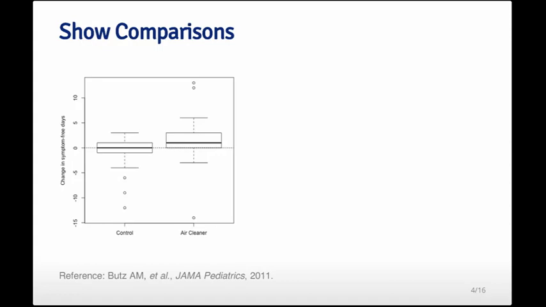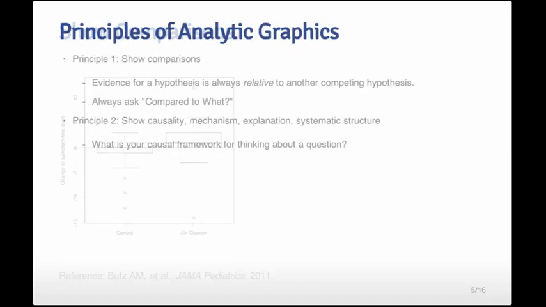So it's always important to show a comparison in a plot so that you have a basis to compare what you're showing, and so you can compare the evidence between two different hypotheses. The second basic principle is to show causality or mechanism, or to make an explanation and show what's going on, show some systematic structure.